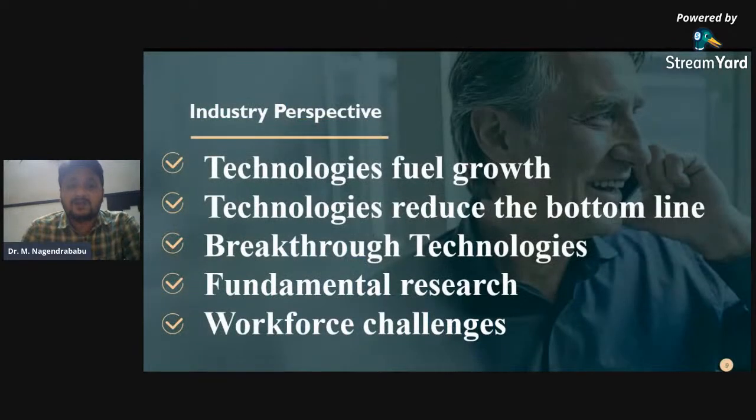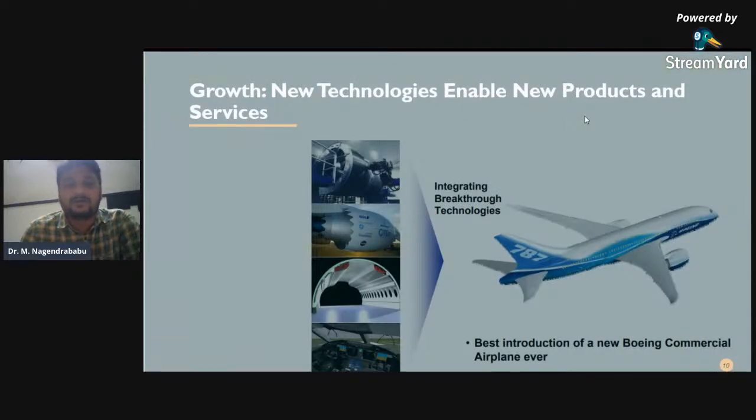When it comes to the industry perspective, we have to discuss a few things. Technology fuels growth, like the 787 Dreamliner, as I discussed with the Boeing products, and services expand the value of the product to the customer. Technologies reduce the bottom line. Design enables more efficient structures, and manufacturing enables streamlined production. The breakthrough technology is what the future will bring, and fundamental research asks what the gaps are and what is needed to close them. And similarly, workforce challenges, as we discussed earlier.